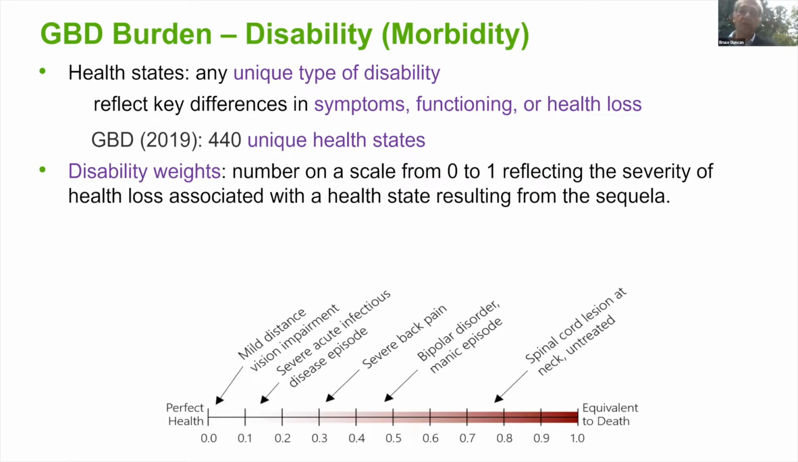Here's an example of a scale of disabilities. On the left is perfect health, which has no disability weight, 0. On the right is death with the disability weight of 1. If someone has mild distance vision impairment, that's not such a big deal. So the disability weight of mild distance vision impairment is very close to 0. On the other hand, if someone suffered a spinal cord lesion at the neck, which is not treated, it's getting pretty close to death in terms of the quality of his life. So there's a high disability weight. And all the health states receive a disability weight.